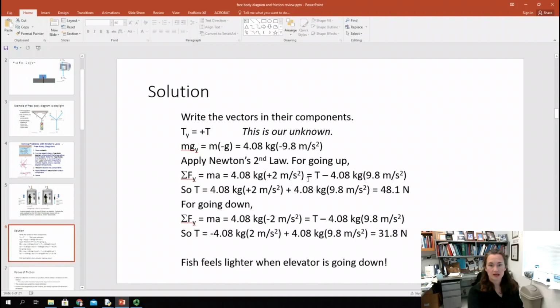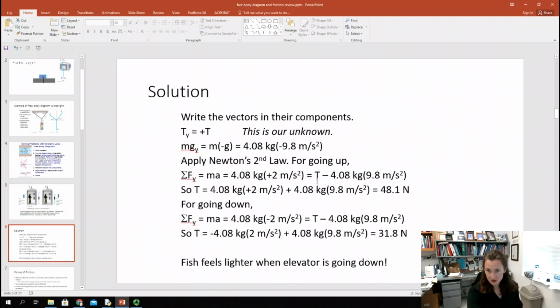Okay? Now that's going to equal the sum of our forces. We already wrote our forces up here in the other step. So plugging in for those, it's going to be the sum of the forces, T minus 4.08 kilograms times 9.8 meters per second squared. All right? So now we can solve. That's our last step. We've plugged into our sum of the forces equation, okay? And now we can solve.